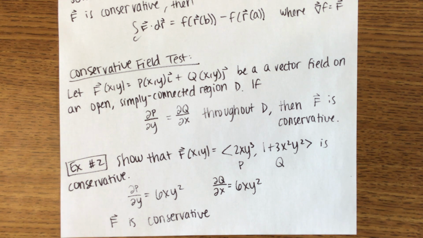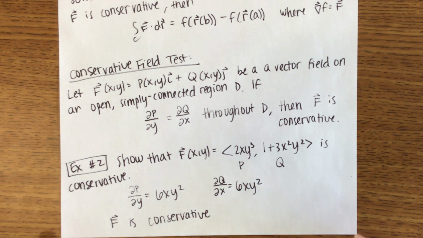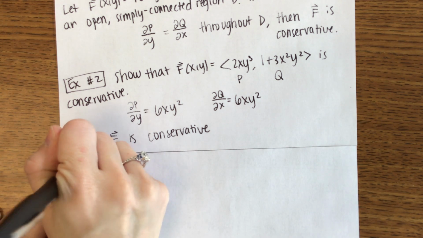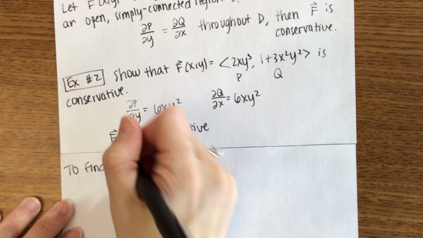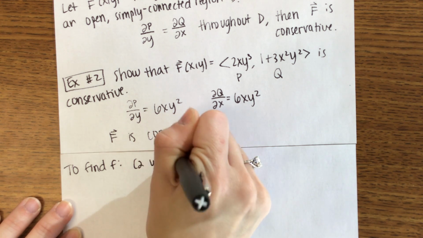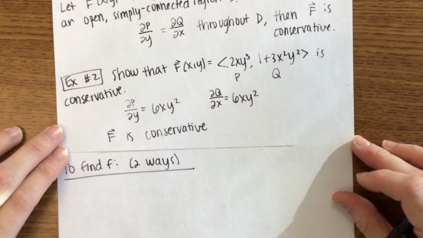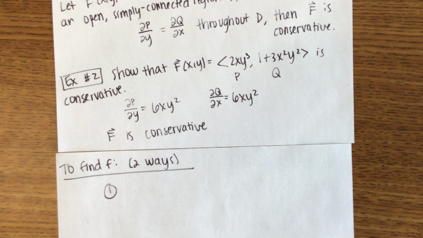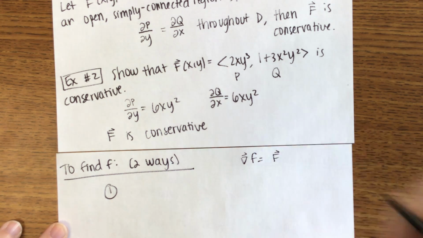Okay, now that we know that it's conservative, we are actually going to find the potential function, which is what we call little f. There are going to be two ways. I'm going to show you one fully, and then the other one is related to the first way. Like Johnny said, we're going to have to integrate with respect to the correct variable. We have to remember that if we take the gradient of little f, we're going to get big F.